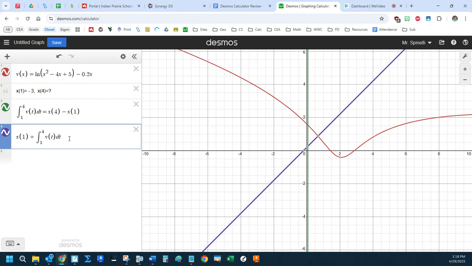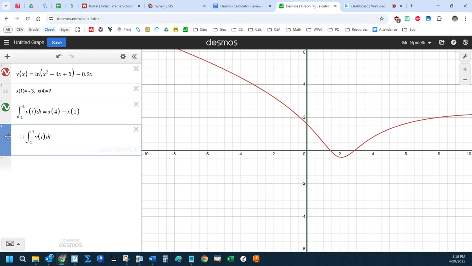That's my answer. Why did it not do it? It's not integrating. This should be a number. Oh, I got to type what x of 1 is. Silly me. Boom, there's my answer. So, moral of the story. Let's say they wanted you to find the position at a different time. Let's say they wanted it at negative 7.